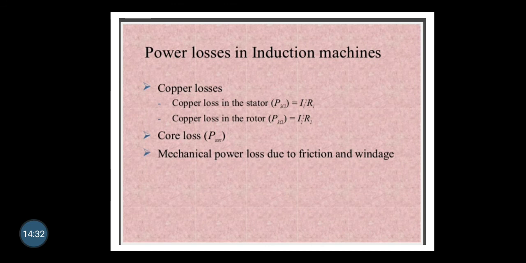And core losses or magnetic losses are losses that occur in magnetic material. These losses are known as core losses. Core losses occur in the stator and rotor also, because we are using magnetic material in the stator and rotor. And the third loss is mechanical power loss. This is due to friction and windage loss.